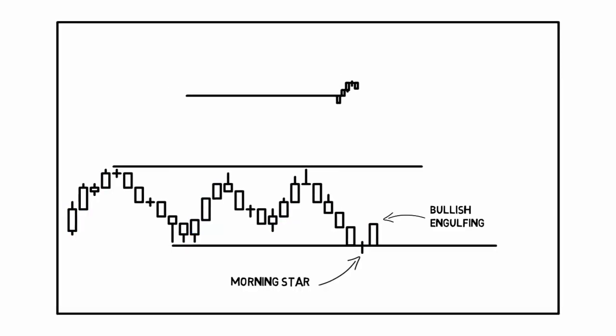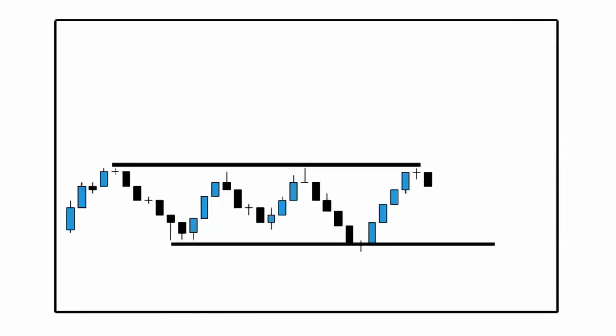On the other side of the trend, we can find the opposite signal, which is called the evening star. The first candlestick in this signal is a long bullish candle. The second candle is a small candle showing indecision. And the third is a long bearish candle that closes below the midpoint of the first candle.